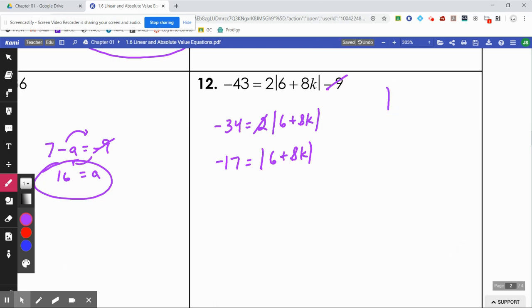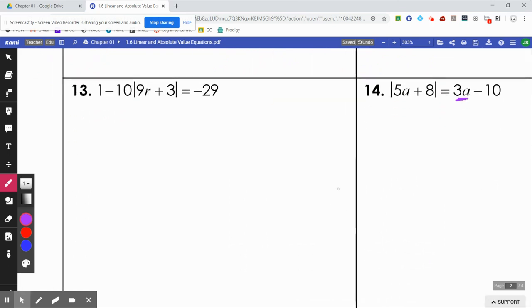If you take the absolute value of anything, you will always get a positive value. So if you ever have the absolute value equal to a negative number, how can you take the absolute value, because absolute value makes things positive, to give you negative 17? You can't. There will be no solution to this, so you can actually stop there with that step.